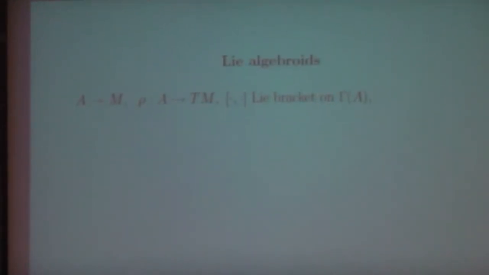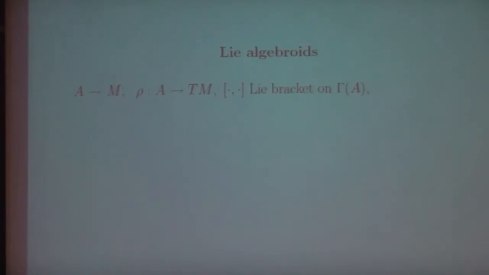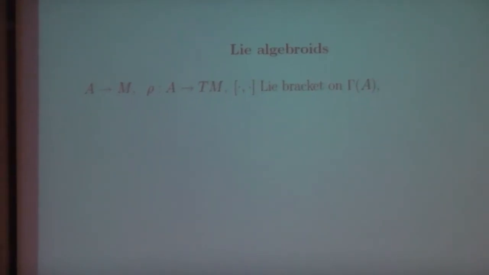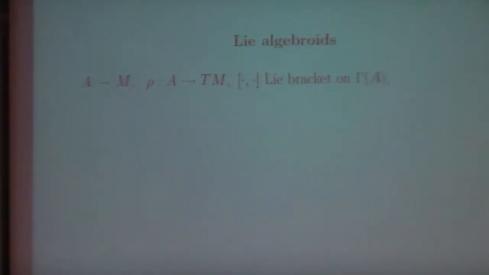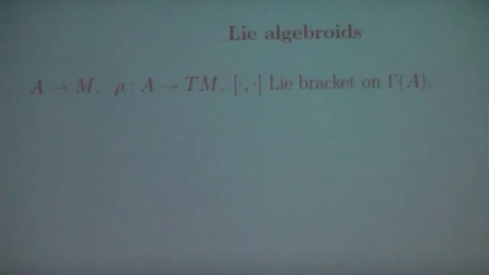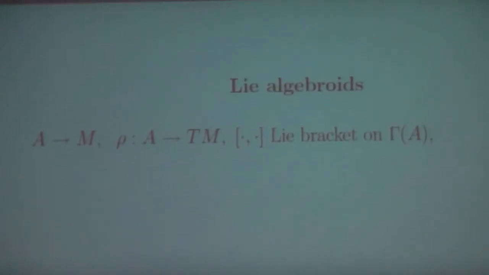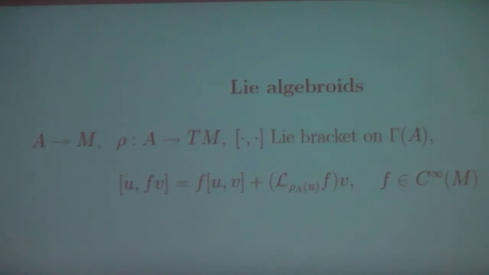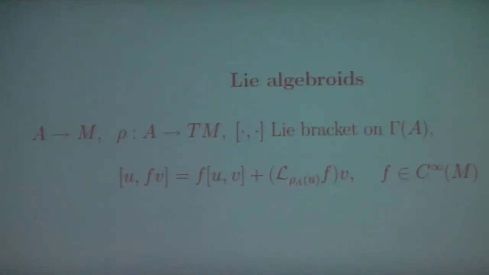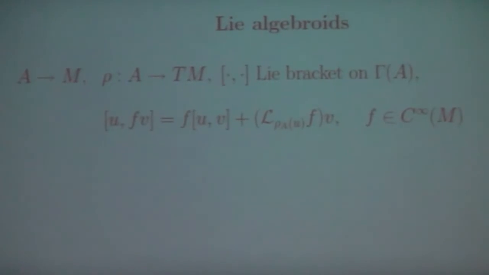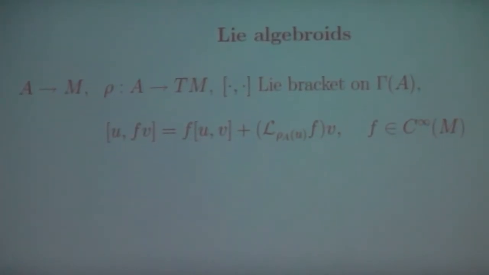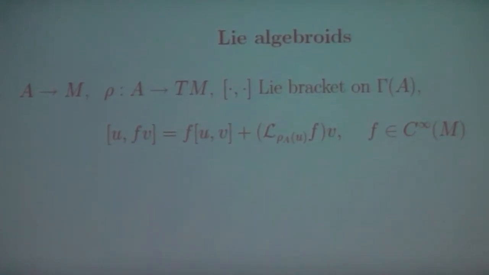And the second one is a bundle map from the vector bundle to the tangent bundle of the manifold. And then you have a Lie bracket on sections of this vector bundle. And there is a compatibility condition between the Lie bracket and this bundle map, called the anchor, given by the Leibniz identity. This is very similar to the relationship that the Lie bracket of vector fields satisfies. It's just a generalization of that.